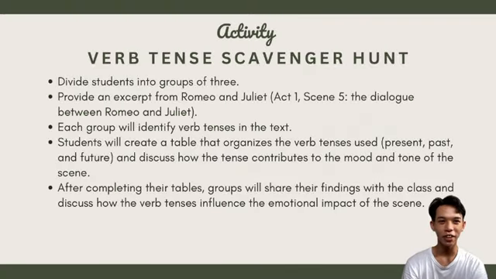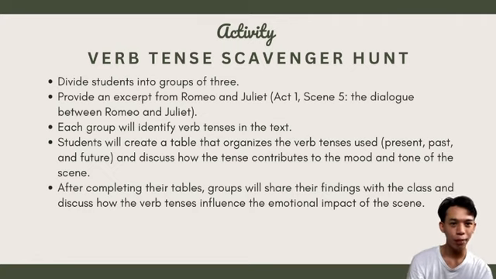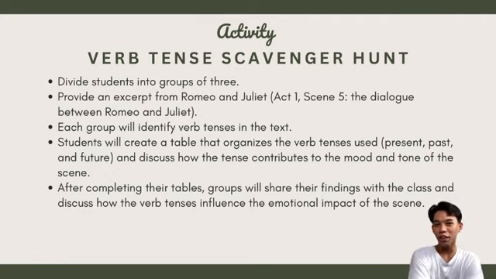Alright, class, now that we've discussed verb tenses and how they can impact the meaning and emotional tone of a text, it's time to put that knowledge into practice with a fun activity. The verb tense scavenger hunt. I'll divide you into groups of 3. Each group will receive an excerpt from Romeo and Juliet, specifically Act 1, Scene 5, which features the dialogue between Romeo and Juliet. Your task will be to identify the different verb tenses used in this text.